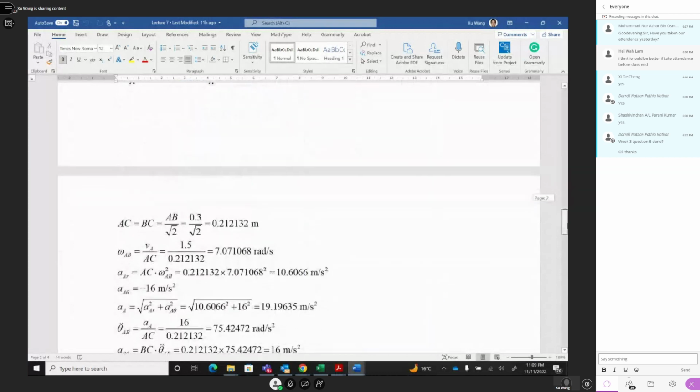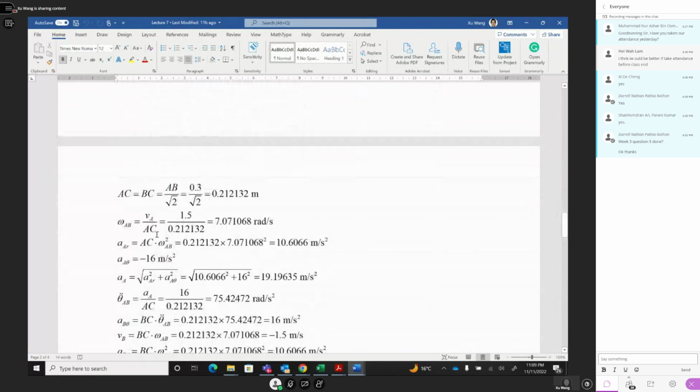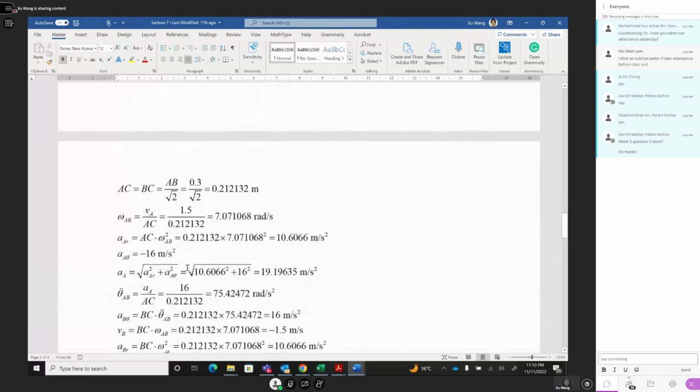After you calculate AC and BC, we know the VA divided by this radial becomes omega, right? So omega equals VA divided by AC. VA is 1.5 divided by radial AC, 0.212, and then you get 7.07. This is your omega of this AB. This AB omega multiplied by this radial, you get the tangential B velocity.